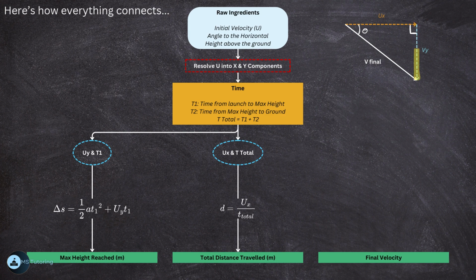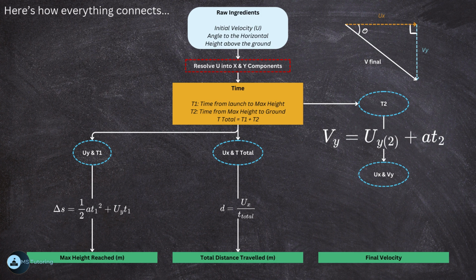To do this, take time t2, the time taken for the projectile to go from its maximum height to the ground, and use the suvat v equals u plus at, remembering that u is 0 here, since we are starting from the projectile's maximum height. This will give you the vertical component of the final velocity. Now that you have both components for final velocity, we can use Pythagoras to combine them together and give the magnitude of the final velocity vector.